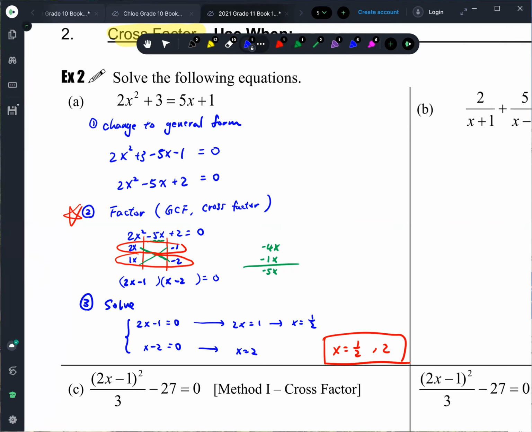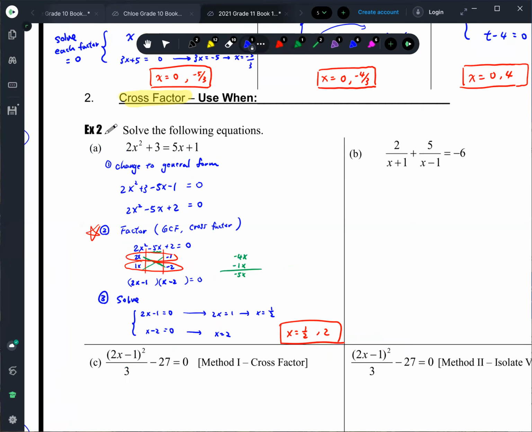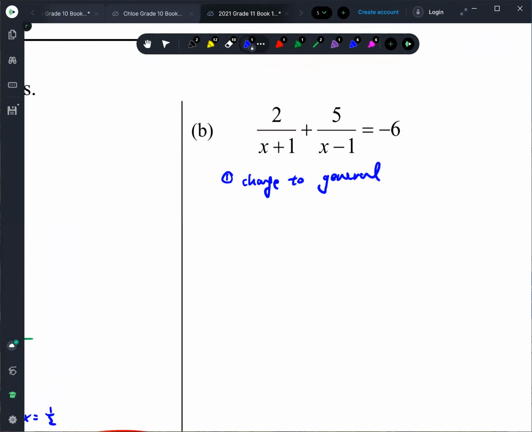All right. So for question B, what makes this one harder is it has a lot of fractions. It looks totally not the same as general form. Not even close. For question A, it's very easy to just move it and then turn into general form. B looks much harder, but still you have to change it to general form. So let's write it down. Step 1, change to general form. Otherwise, you cannot factor.